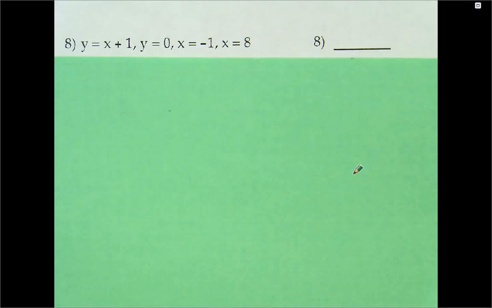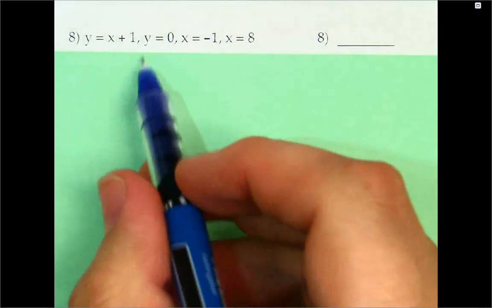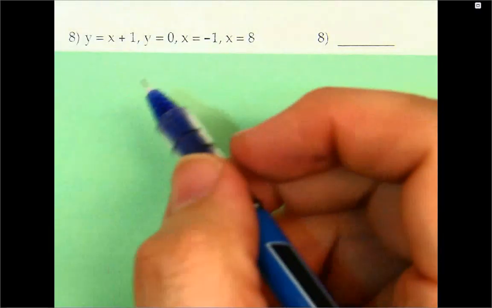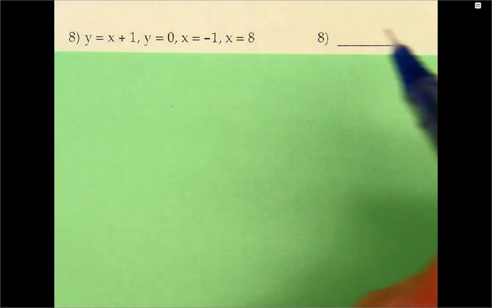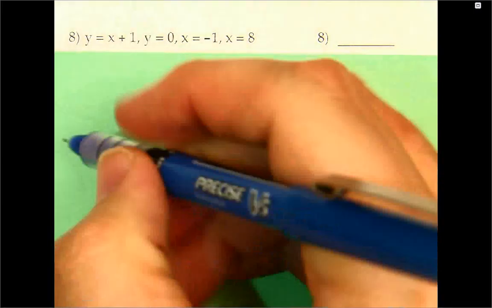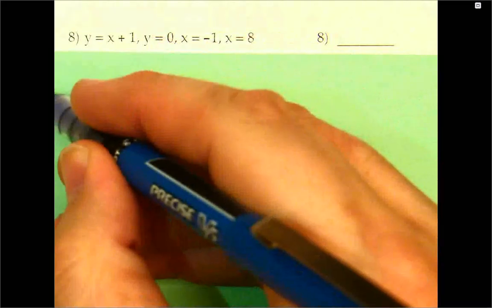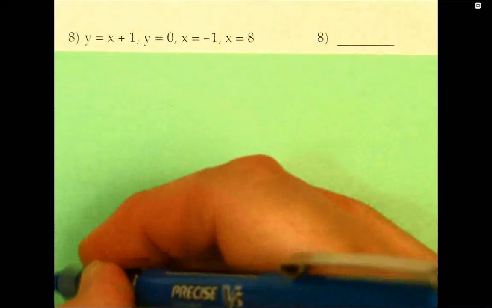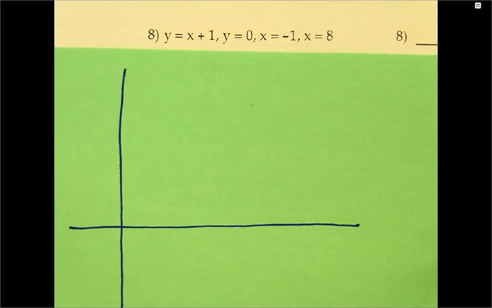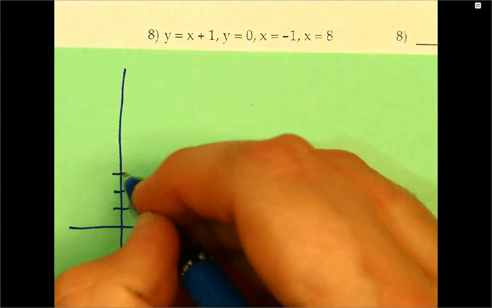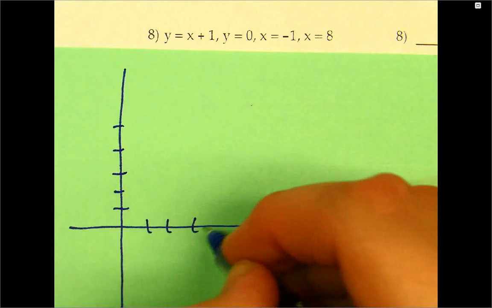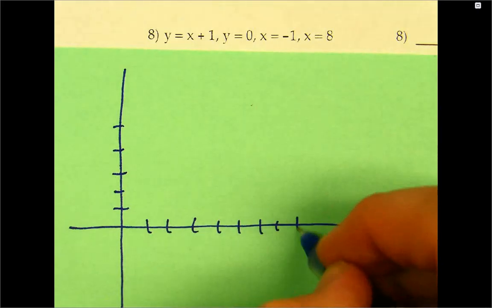Alright, number 8. We have the area bounded. We're going to rotate around the x-axis. And so, if we take a look at kind of what's going on here, we have x plus 1, 1, 2, 3, 4, 5, 1, 2, 3, 4, 5, 6, 7, 8.